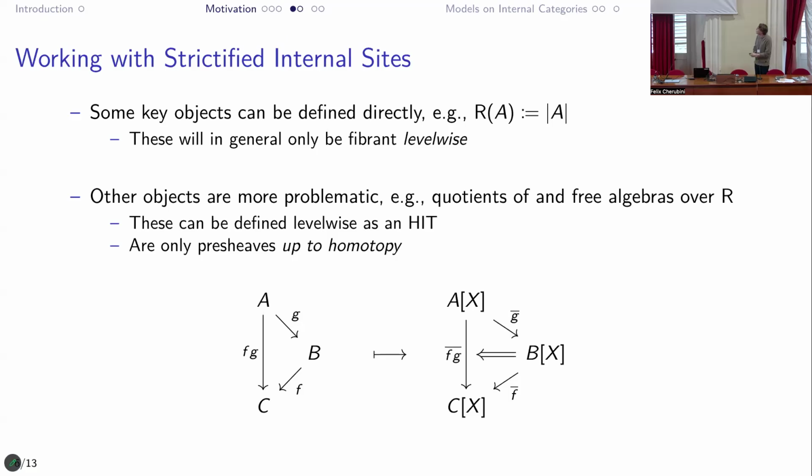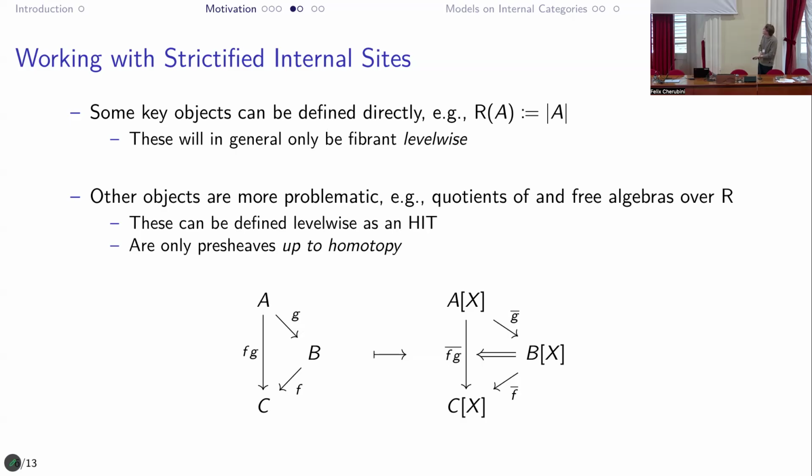And there's an even worse problem, because somehow we now pass to this internal site, but the objects of our internal site, we sort of strictified them in an ad hoc way to at least get strict composition of the morphisms, but there are still some objects that contain lots of paths. They are still weak K-algebras.